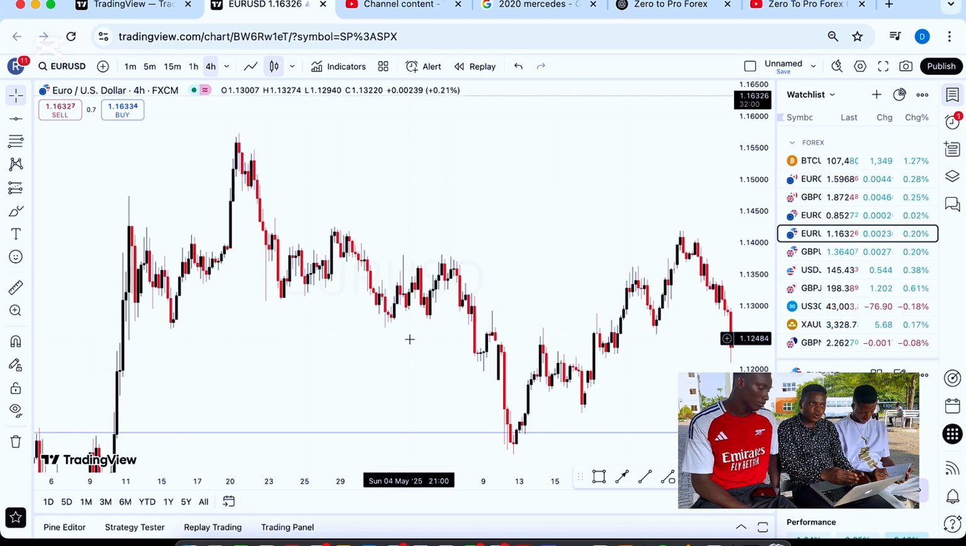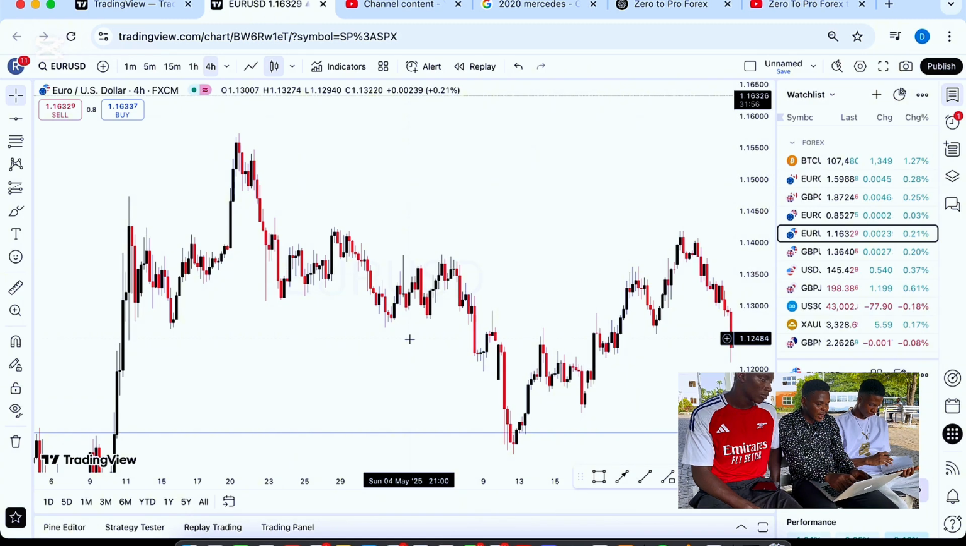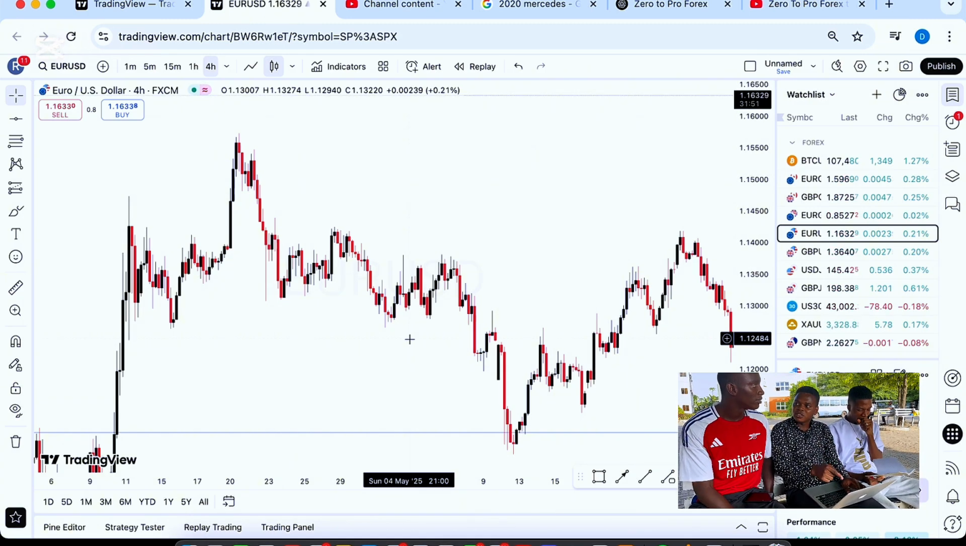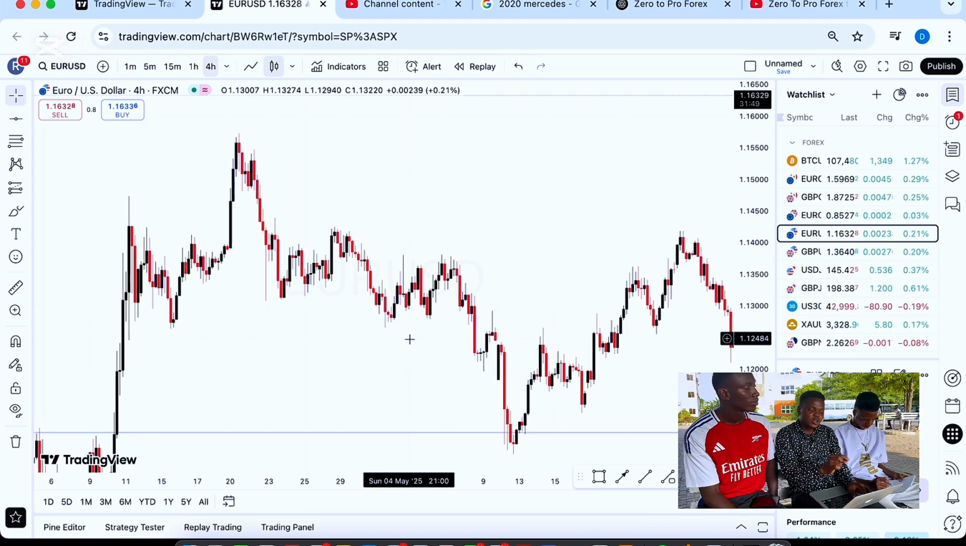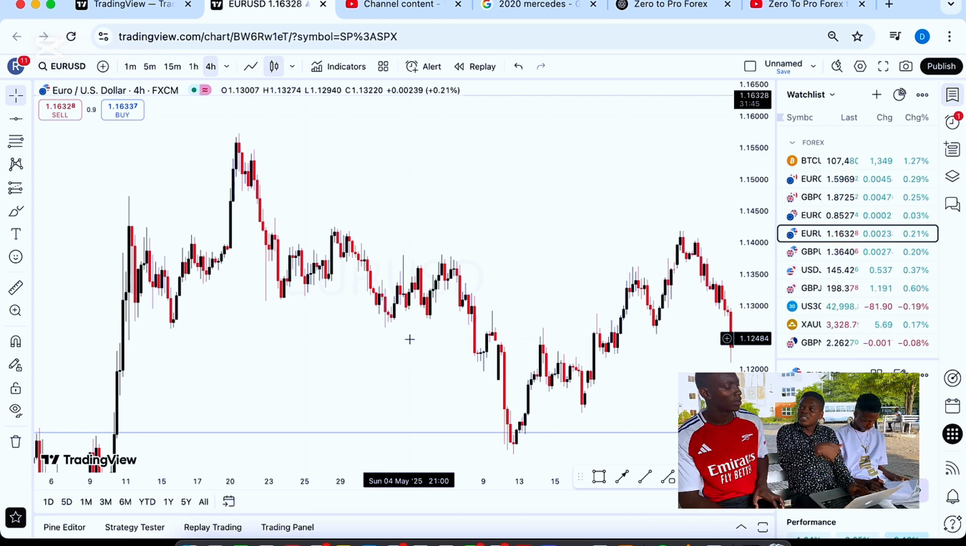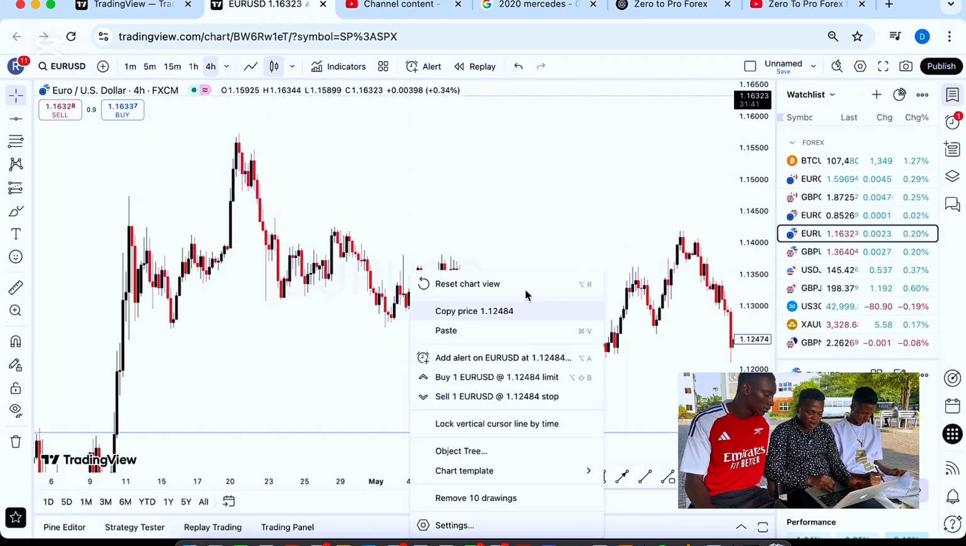You only want to focus on buying, looking for opportunities to buy, and you want to buy from where? A support level. That is the criteria for buying, do you understand? Focusing on support level. So in no way should you be buying from a resistance point, because at that point you are in danger of losing that particular amount of money that you are risking.